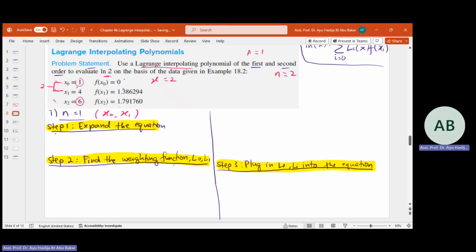Expand the equation. Step 1, expand the equation. The equation here means from the Lagrange equation. So f1 of x, you will have L0, starting from L0, multiply f of x0, plus L1 of x multiply f of x1.